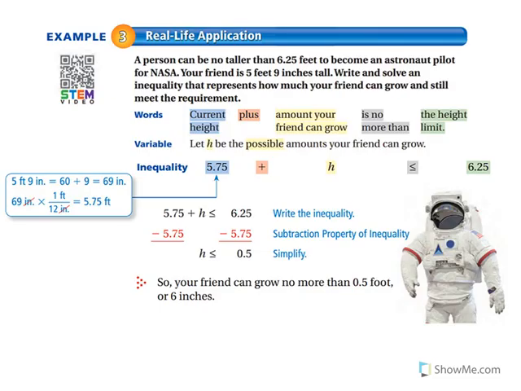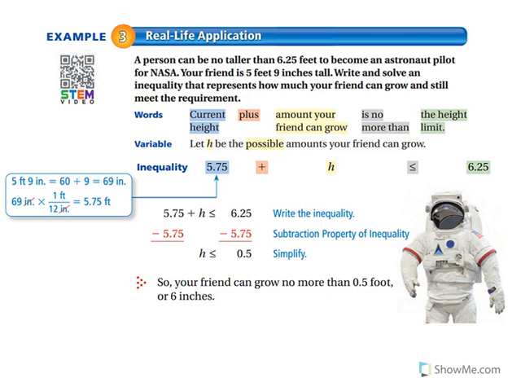It's fine. Okay, so we get to the word problem. Fear not. There's an astronaut. How bad could it be, right? Okay, final question that we'll do together, and then we have one more to try on your own, and then you are done. Okay, so a person can be no taller than 6.25 feet to become an astronaut pilot for NASA. Your friend is 5 feet 9 inches tall. Write and solve an inequality that represents how much your friend can grow and still meet the requirement.